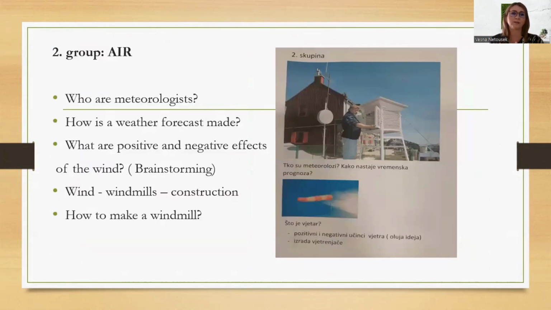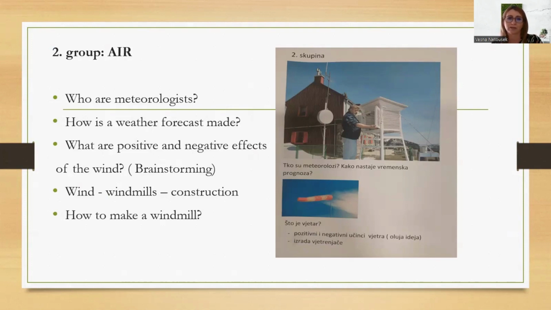The second group is going to deal with the topic air. First, children have to do some kind of research. They have to answer the questions: Who are meteorologists? How is a weather forecast made? And what are positive and negative effects of the wind? They will get some ideas through brainstorming. After that, they will show you how to make a windmill.